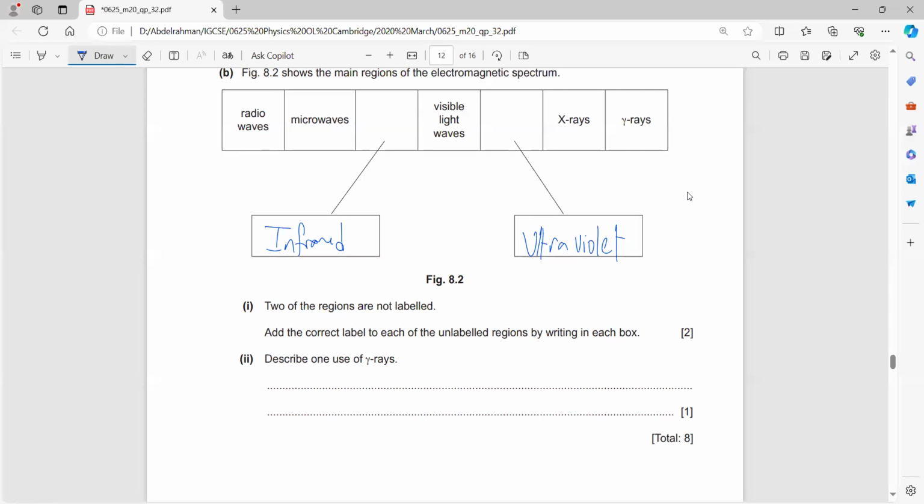Describe one use of gamma rays. This is not called Y rays, guys. It's called gamma. Treating cancer. We can say definitely treating cancer.